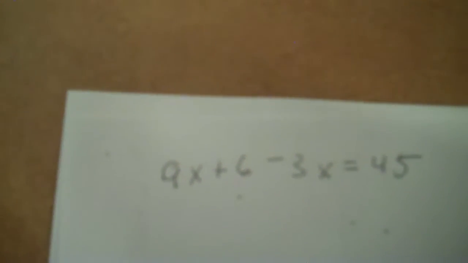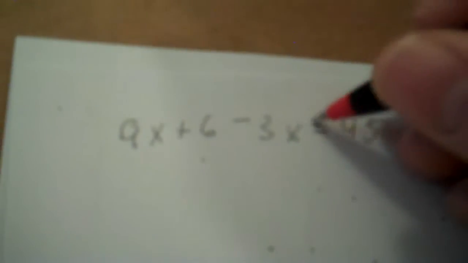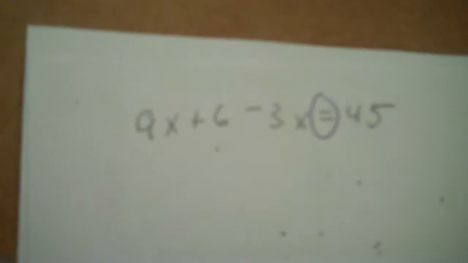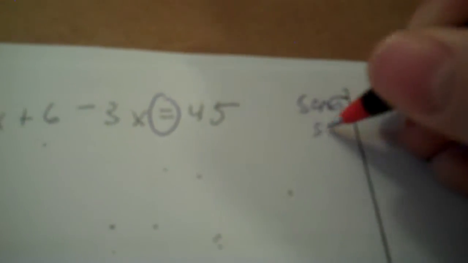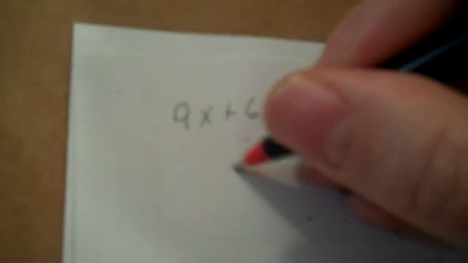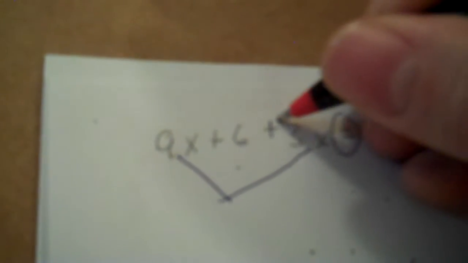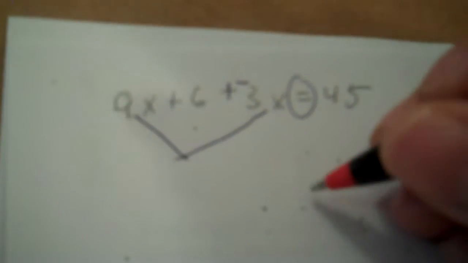Okay, next problem. We have 9x plus 6 minus 3x equals 45. Well, we have two different x terms. Those need to be combined somehow. They're on the same side. So if they're on the same side, you connect them and you add, but you got to make the 3 a plus negative. If one of those has a minus in front of it, it's a negative. Okay? Don't just take 9 plus 3. 9 plus negative 3 is 6, 6x.